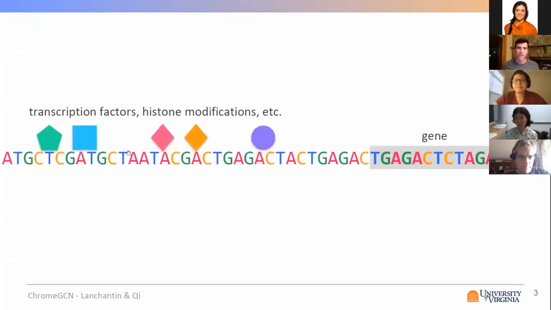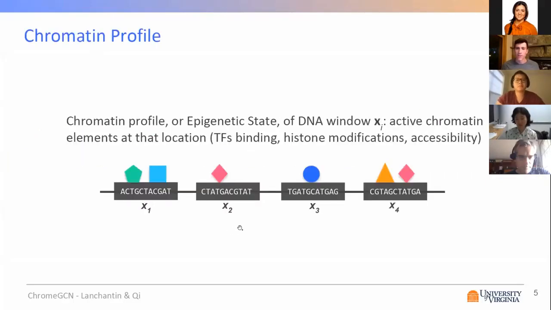So alongside genes are chromatin elements such as transcription factor binding and histone modifications, represented by these colored shapes above the DNA here. And these are regulatory factors that control whether a gene is expressed or not, making them important to predict and understand. So we define the chromatin profile or the epigenetic state of a DNA window Xi as the chromatin elements that are present at that location. So this includes transcription factors, histone modifications, and accessibility.